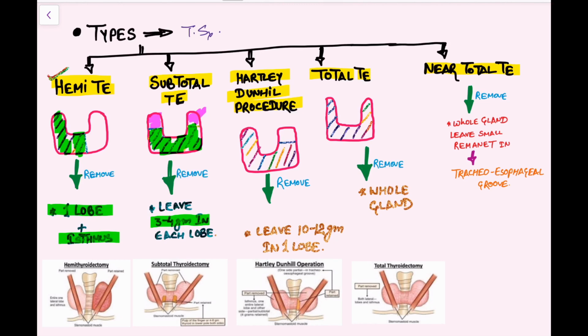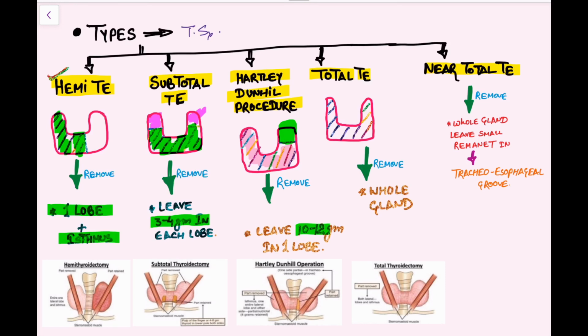Okay. And next one is Hartley-Dunhill procedure. In case of Hartley-Dunhill procedure, we are going to perform removal of all but leaving behind only 10 to 15 gram, this green color, 10 to 15 gram thyroid tissue in only one lobe. So this is called Hartley-Dunhill procedure.